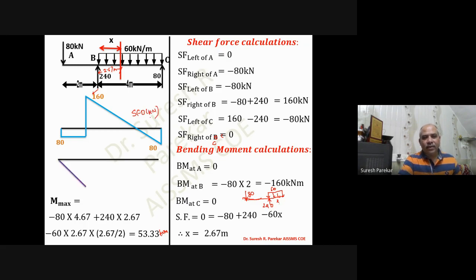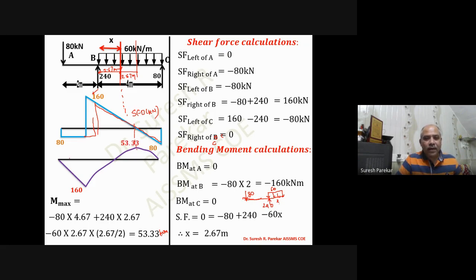At B we have minus 160 kilonewton meter, and at 2.67 meters, the point where we actually have shear force 0, we have this diagram. If you plot it, we have the diagram in this fashion. And then we are going to get 0 somewhere below this, and then we will have this bending moment diagram. So x we have taken as 2.67 here, so this distance is 2.67 meter, and here we have the value 53.33 kilonewton meter.